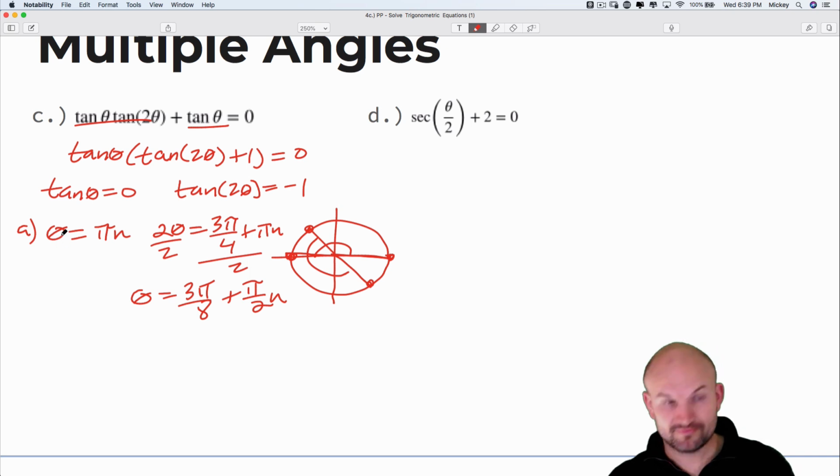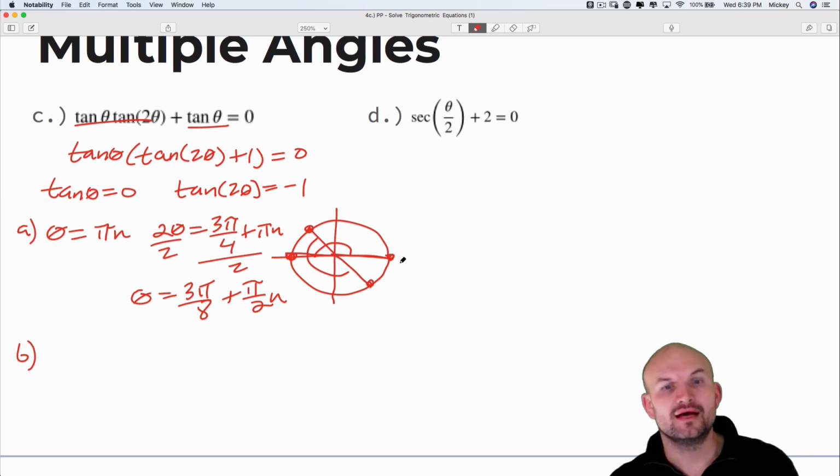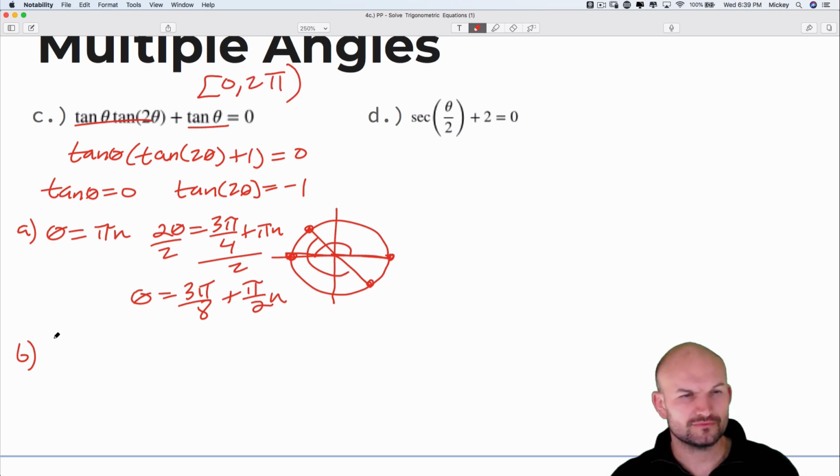So I have my theta and my other theta here. And then to find just the solutions between 0 and 2 pi, for theta equals pi n, I know I have 0 and pi. I can't include 2 pi, right? When n is 0, I have 0. When n is 1, I have pi. But when n is 2, I have 2 pi, but that's not included in the restriction, right? Because it was 0 to 2 pi. So as far as all the solutions go, I'll have 0, pi.